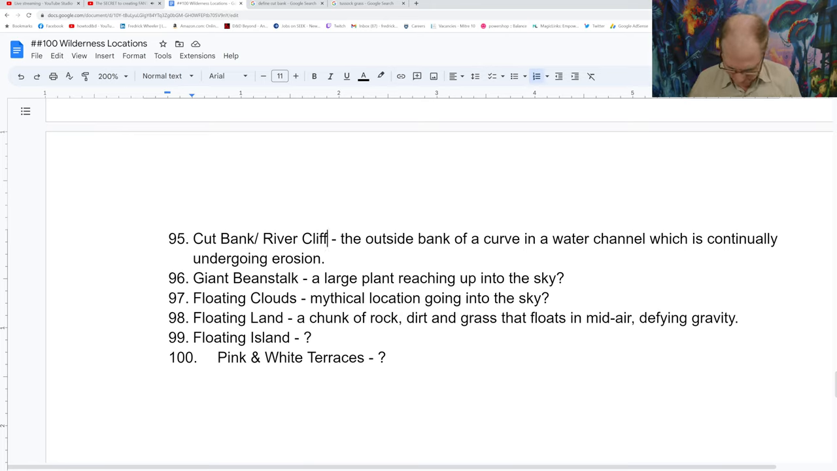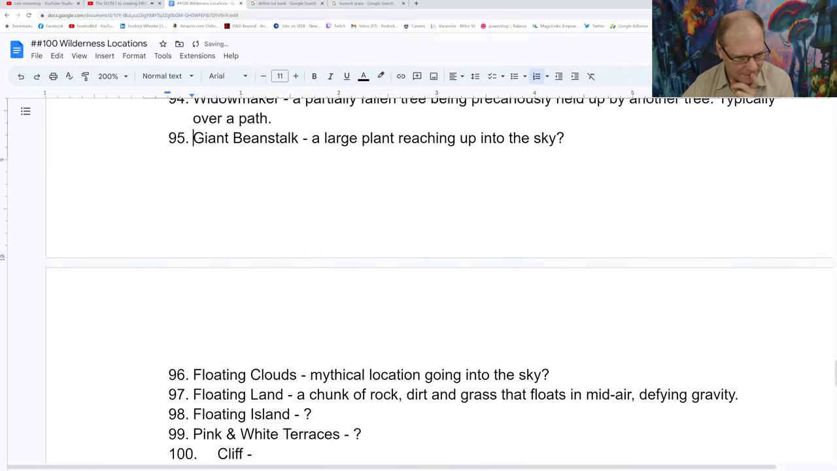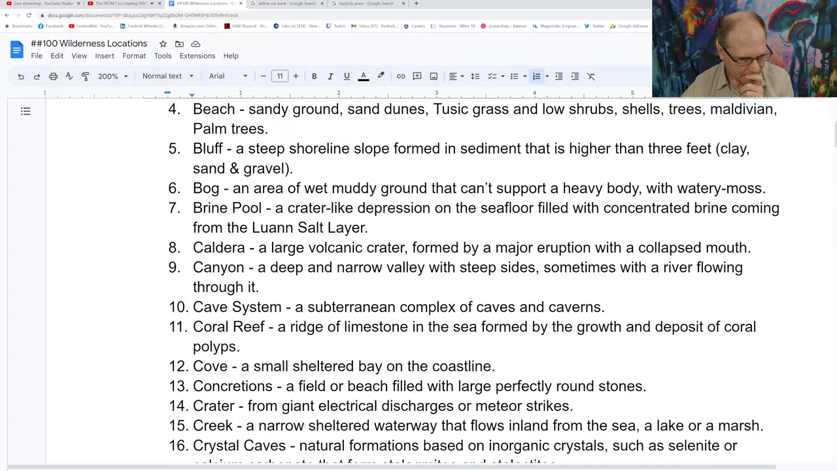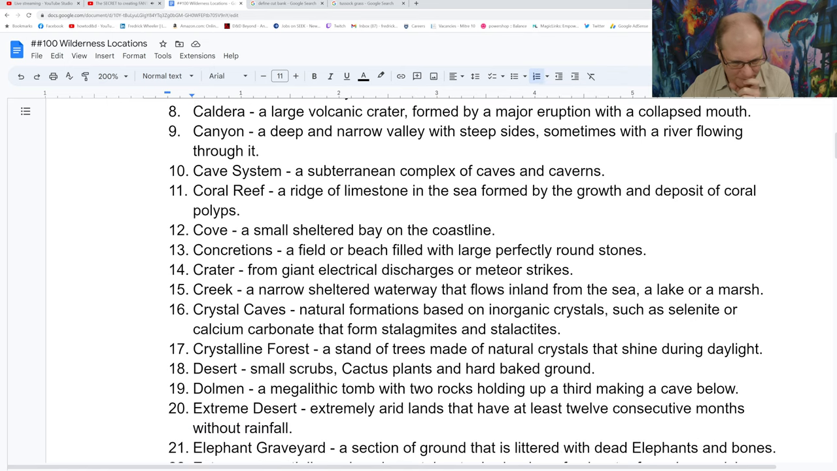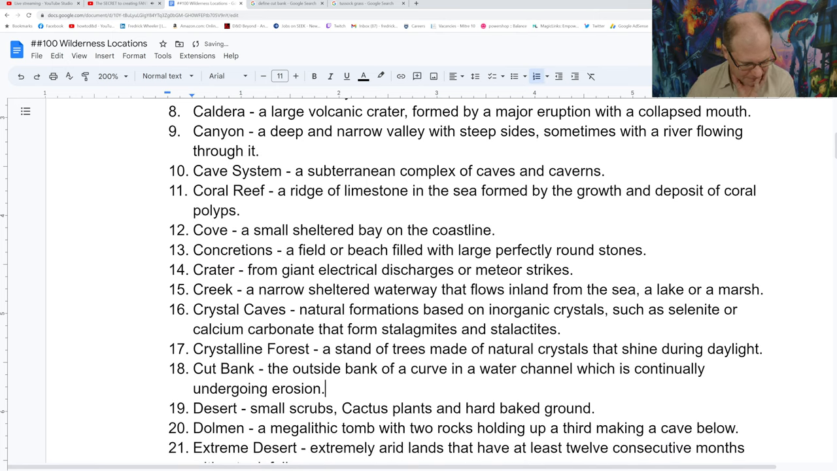So let's trim this down. And I'm going to add in cliff, because we should have cliff here. We don't have cliff. How did that happen? Made a mistake here somewhere along the line. Was not thinking. So cutback bank, cut bank. Okay, so we cut that and put it into cut bank under C. See, it should be around about here. Cut bank. Okay, so we've got the cut bank.